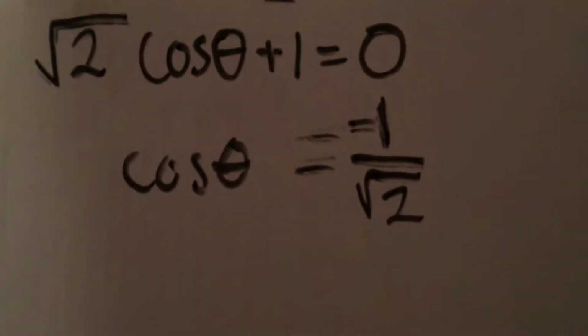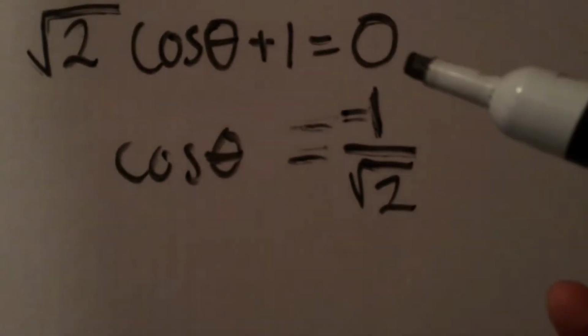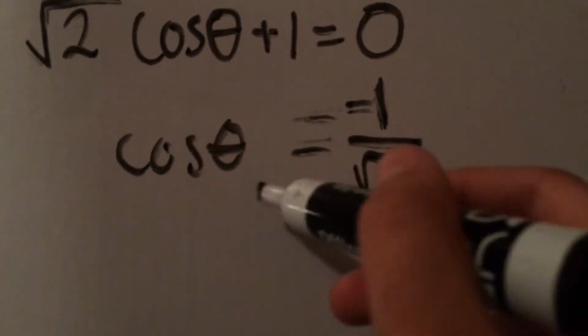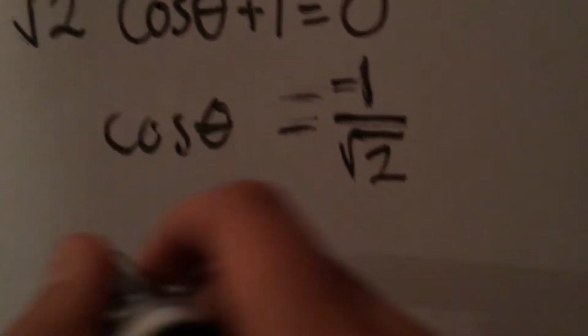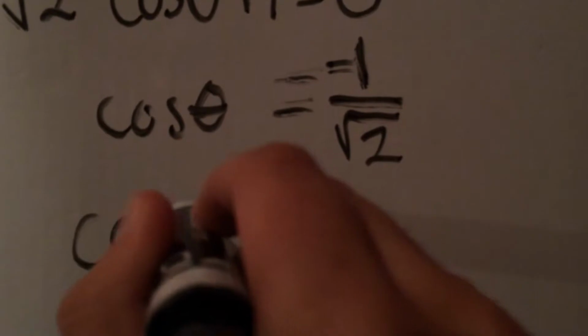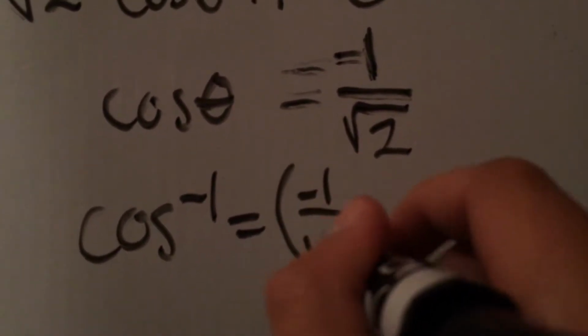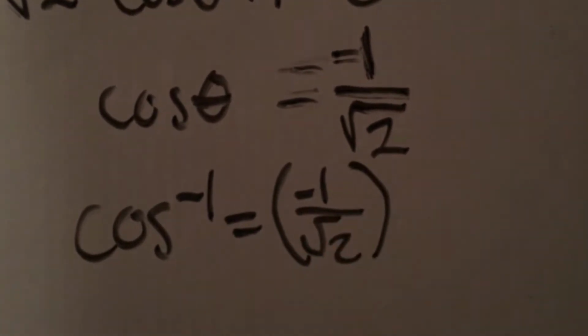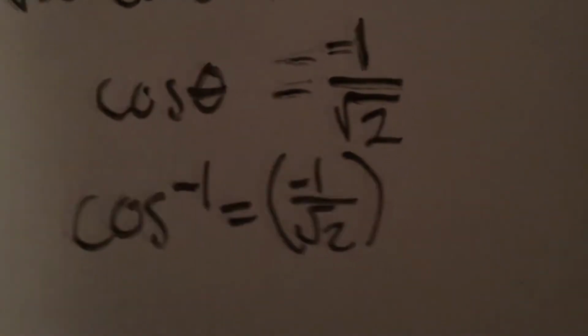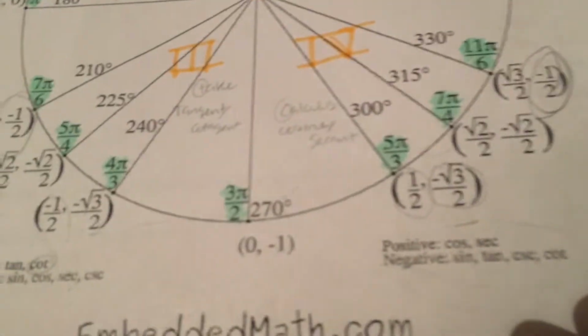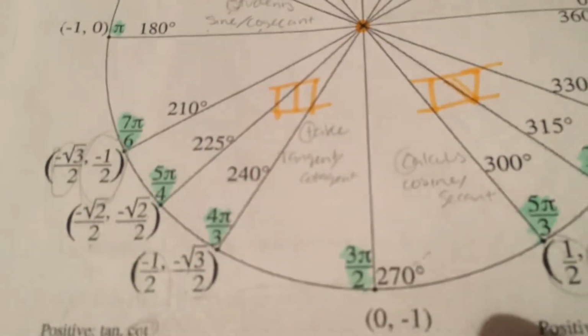But to find the angle or the radians, you have to do the inverse of the function. For us, it will be cosine. So cosine inverse of negative 1 over square root of 2. But the thing is, if you look at the unit circle, there's no negative 1 over square root of 2. So how do we find the angle?